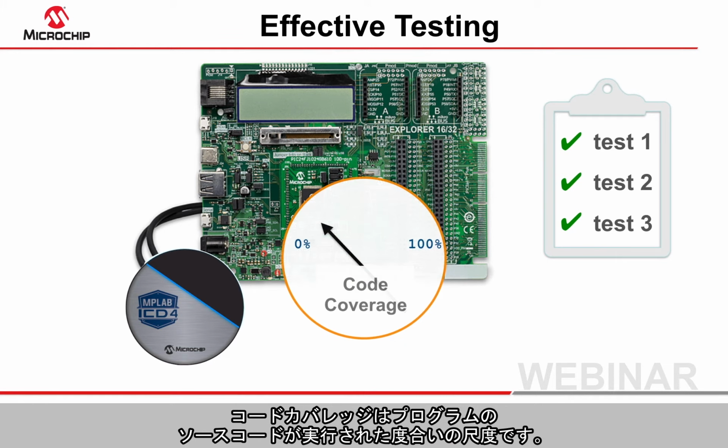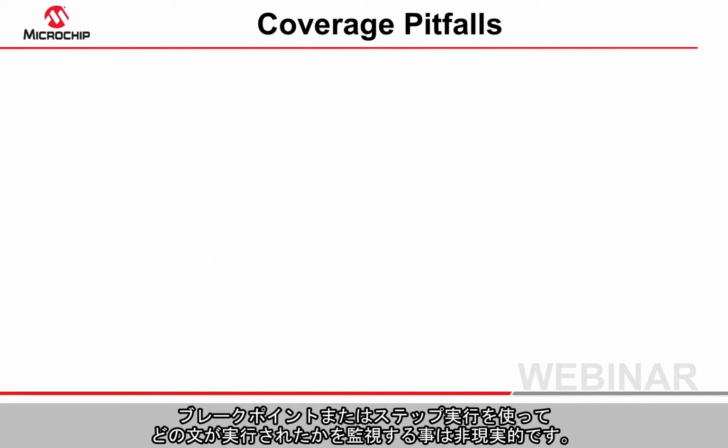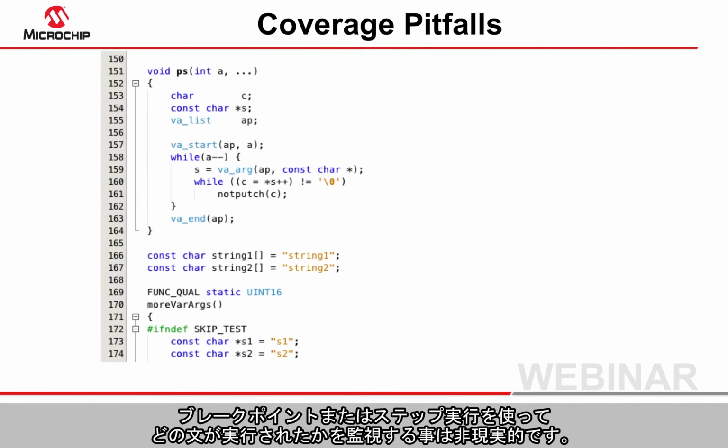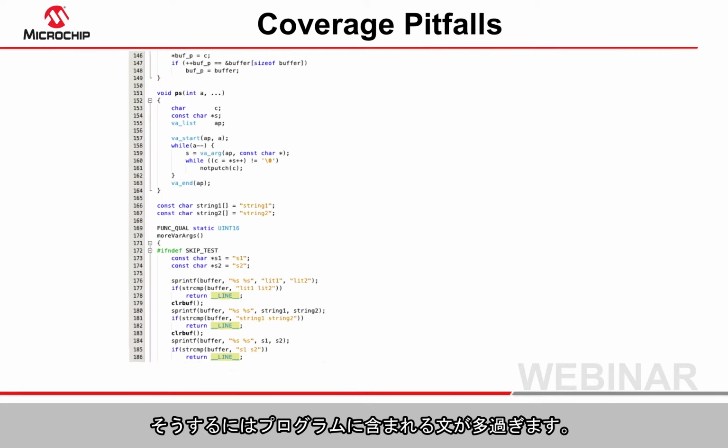Code coverage is a measure of the degree to which your program source code has been executed, and unless you can prove that your tests have been performed over all of the code in your program, those tests might be missing defects. It is impractical to use breakpoints or step through a program in a debugger to monitor which statements have been executed. There's simply too many statements in your program.